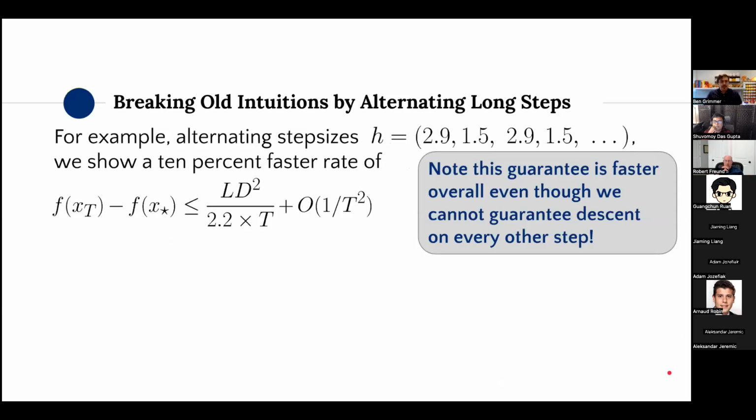The guarantee that I'll be able to prove for this is that after t steps, alternating through these, you'll have objective value like LD squared over 2.2t plus some lower order terms. So on my previous slide, the textbook guarantee was 2t, and so we're 10% faster here. We've replaced 2 with 2.2. That's a small gain, but I would argue that it's a proportionally small change to the algorithm.